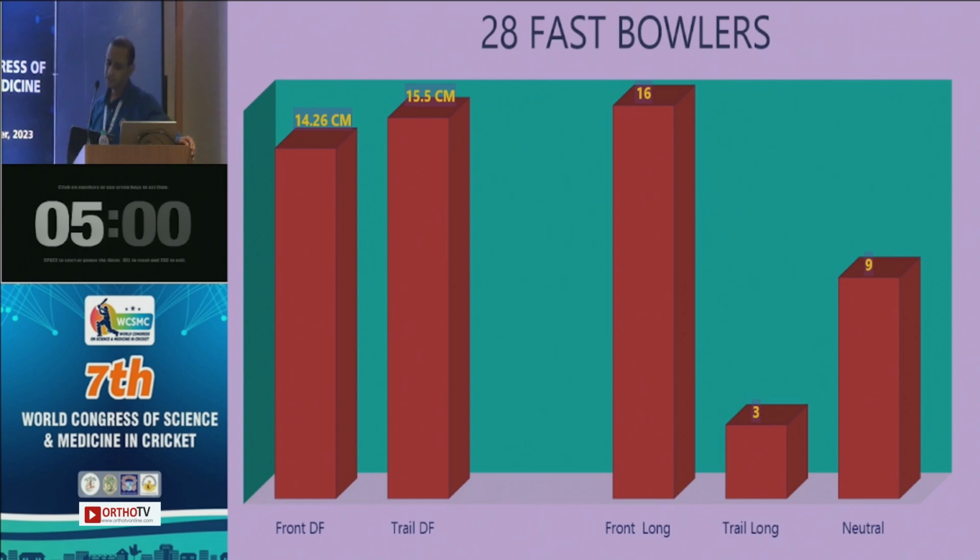Out of these 28 fast bowlers, on average the front foot dorsiflexion range of motion was 14.26 centimeters, whereas the trail leg was 15.5 centimeters on average. Even though it is a very short study, we need to explore more, and more research, assessment and protocols have to be followed.